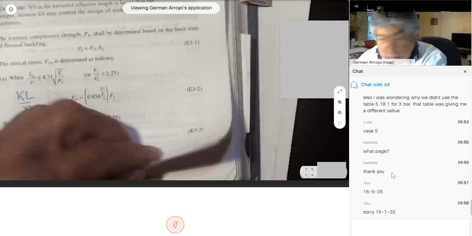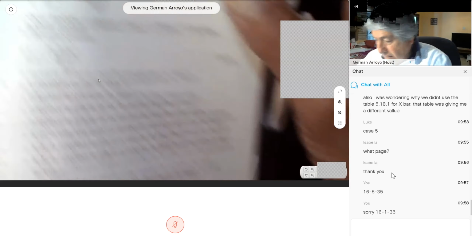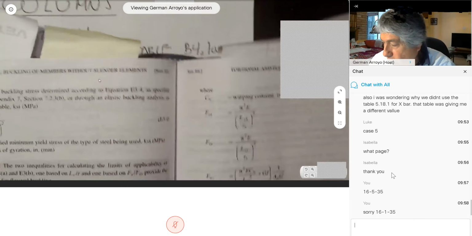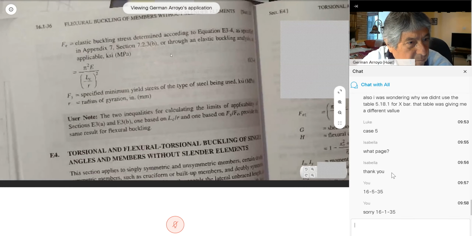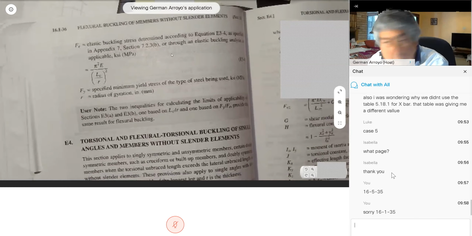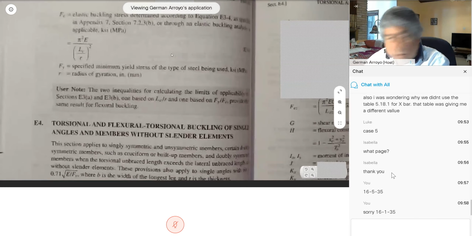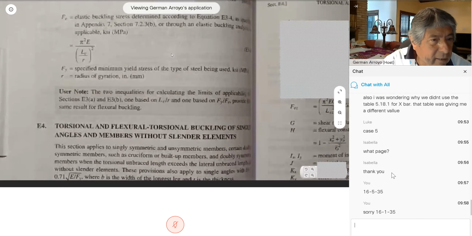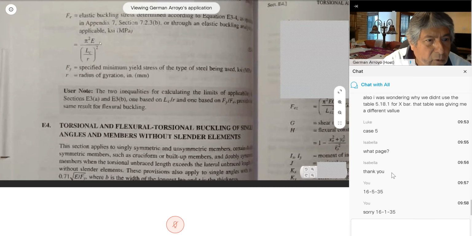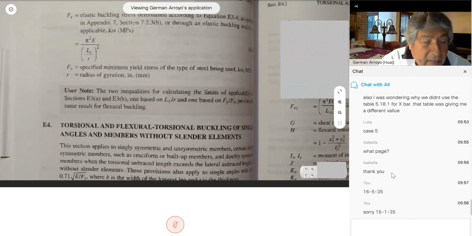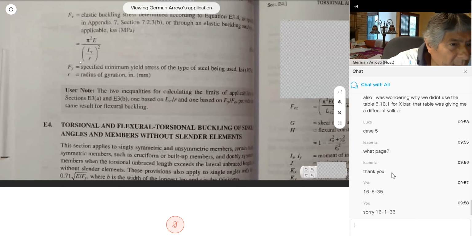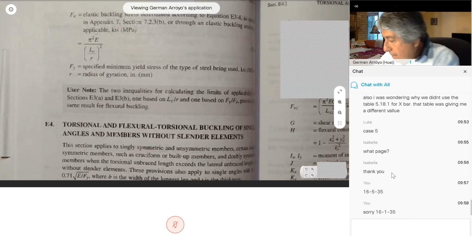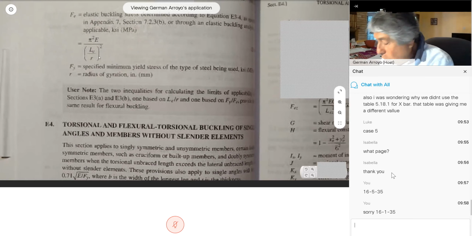Anyway, so this little value, F sub E, is the Euler formula. And it's given on the next page, page 16.136. This is the Euler formula written in a different way, and this is what you learn in mechanical solids. I'm pretty sure that you don't remember the Euler formula from mechanical solids. So this is what we're going to use.